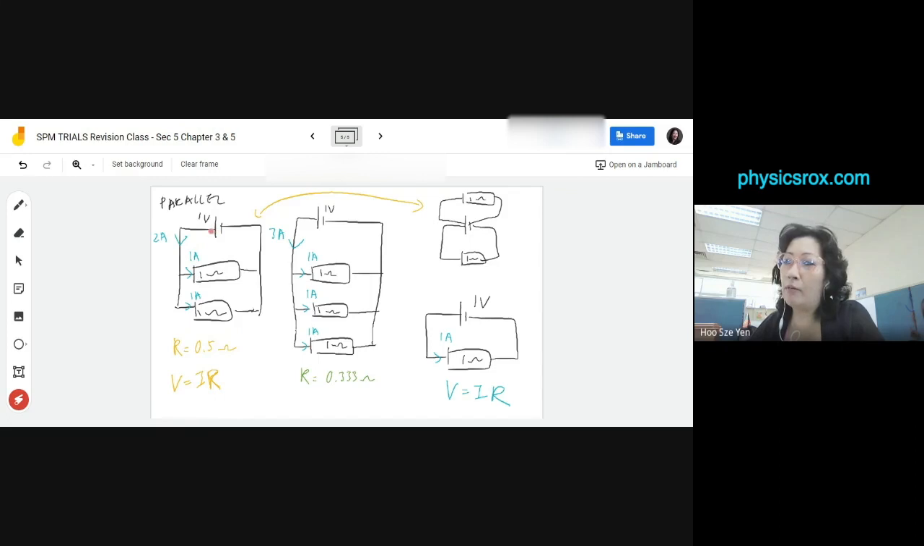Because the moment you have higher current requirements, that means from the perspective of the power supply, the R has decreased. So you need to understand it like this. This fella doesn't know what's going on in the circuit. You are the big boss.